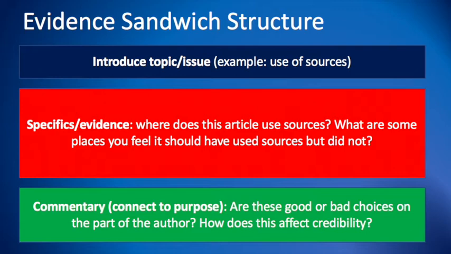From there, you start providing the specifics. Here's your evidence. Where does it use sources? Point out some places. Are there some places where it seems like there should have been sources and they didn't back up their claims with any sort of external source? Point those out. That's where you get specific. That's the middle of that paragraph. And you'll also recognize this is very similar to the paragraph structure we went over last week. It's the same premise. You introduce, you give specifics, and then you respond. And that's the last step, or the bottom slice of bread.